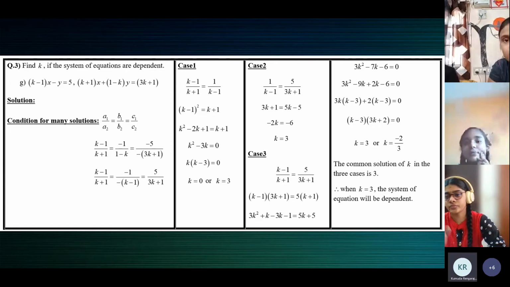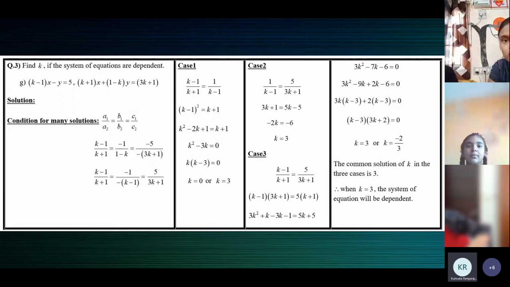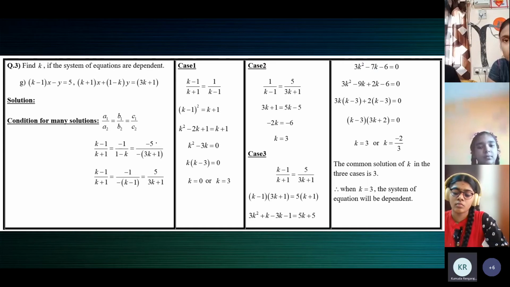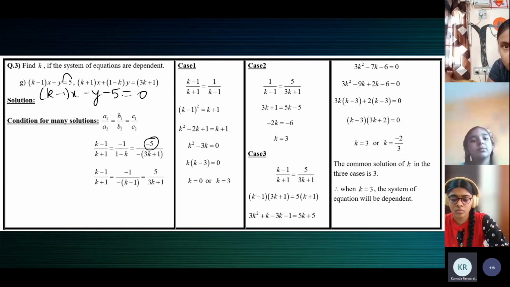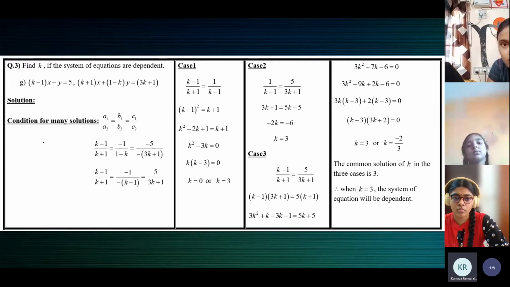Same heading, children. Find k if the system of equations is dependent. See now, that child who was not listening will wonder how minus 5. I told you that you should transpose and write the equations in the standard form. k minus 1 of x minus y minus 5 is equal to 0. This is C1. Transpose, write in the standard form.